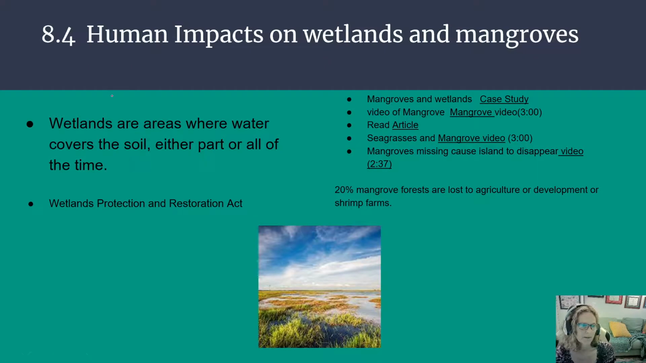So these can be marshes, these can be swamps, they can be these mangrove forests and these seabed grasses that we're seeing down here. So there is a law in place that the EPA governs over, and it is the Wetlands Protection and Restoration Act. So if these wetlands are damaged already, we are responsible to restore them.